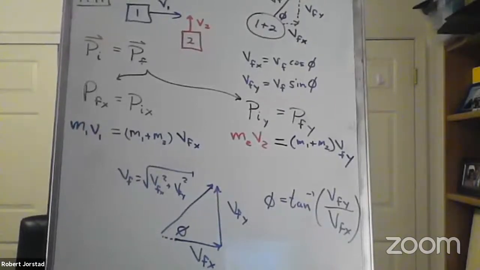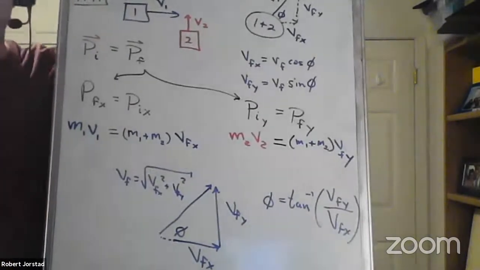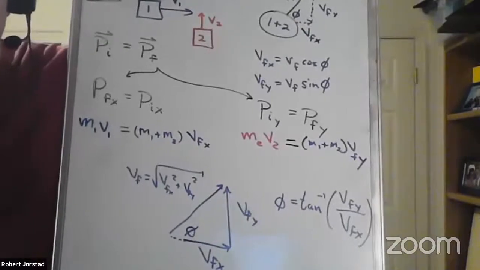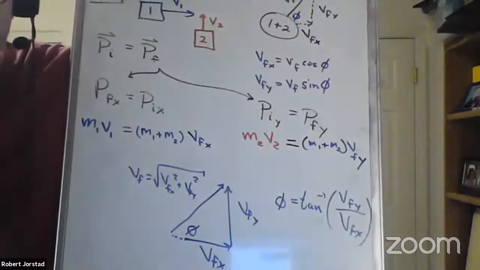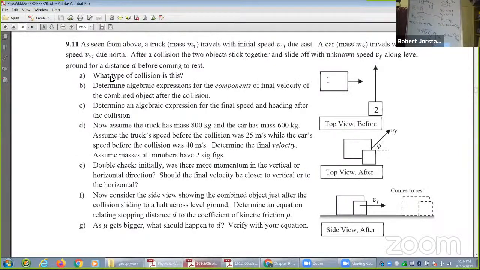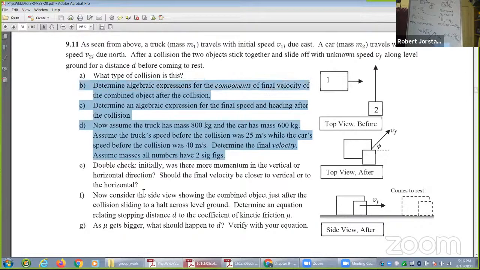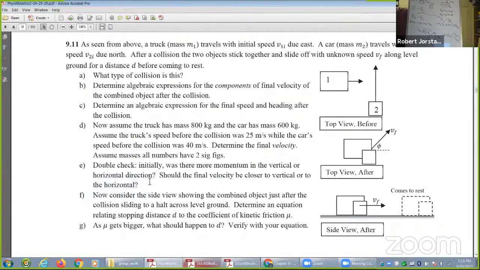Okay. So I think we've basically done parts A through E. So let's go back to the picture and take a look at it. We talked about the type of collision. We figured out the components and figured out this. We could do all of this stuff now. We talked about whether it should be closer to the vertical. We expect closer to the vertical. So hopefully those numbers turn out that way.